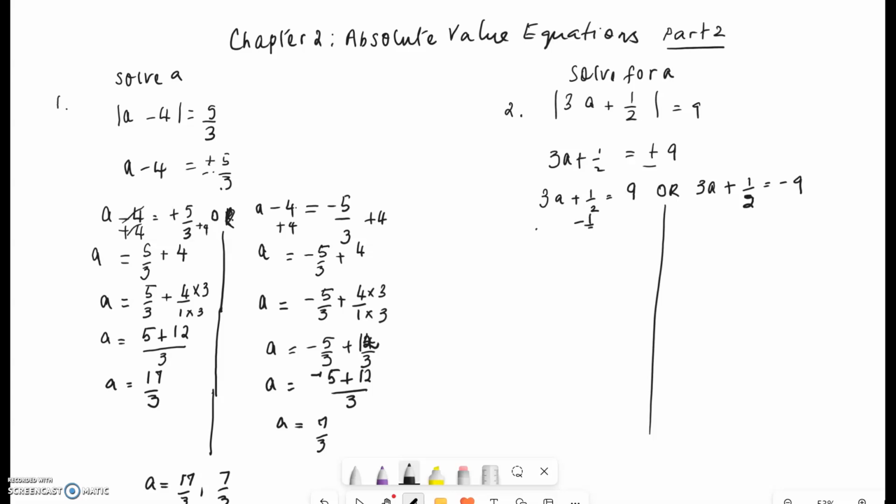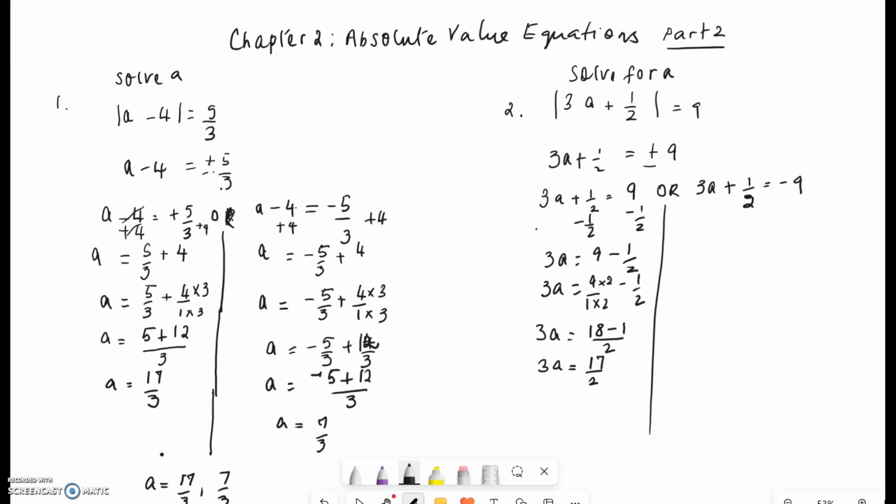We subtract half on both sides to solve for a. So we get 3a equals 9 minus half. So for 3a, we take a common denominator of 2. Use your calculator if you have to. 9 over 1, we multiply the denominator with the 2 because we want the common denominator of 2. So we get 3a equals 9 times 2 is 18, minus 1 all divided by 2, the common denominator of 2, and that's equal to 17 over 2.